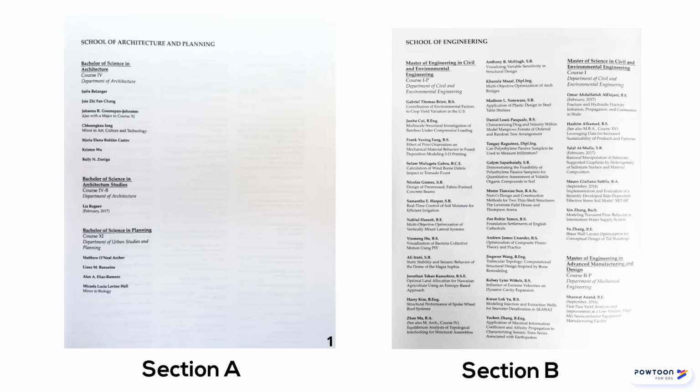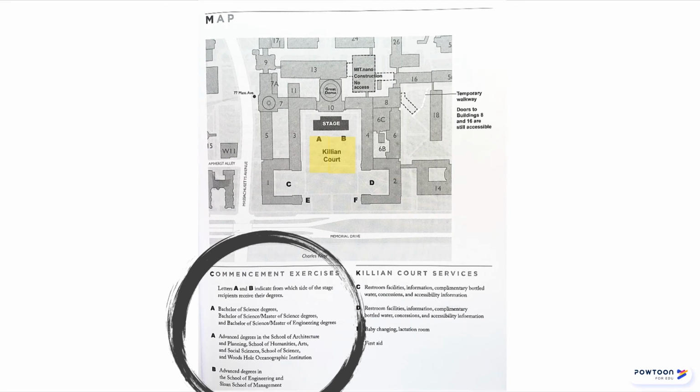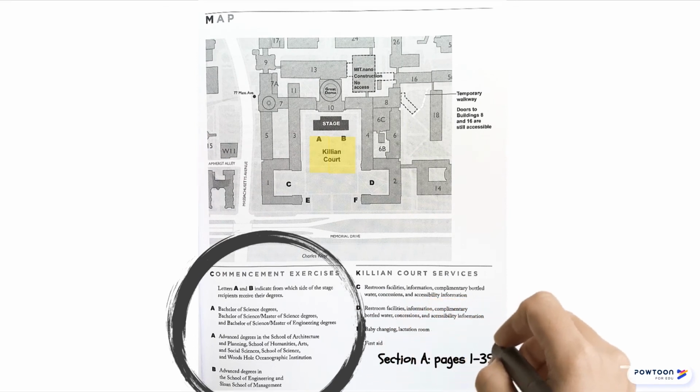In this program, graduates are in order starting with Section A on page 1 and continue to page 35. Section B begins on page 36. You can refer back to the map page to see which degree is being awarded in both sections. We suggest making a note of the page ranges to help you keep track.